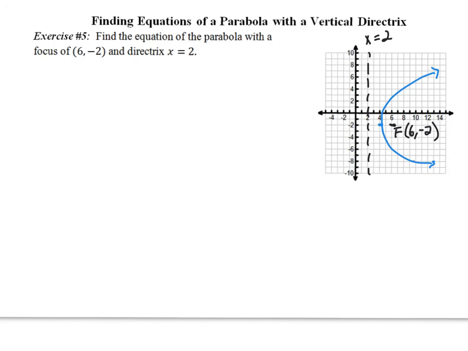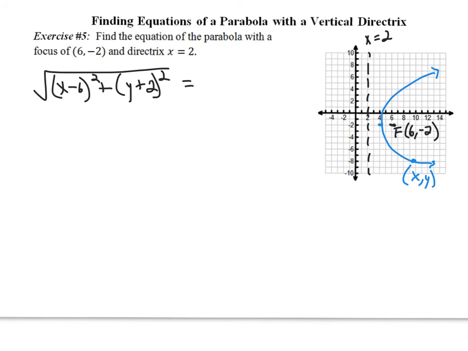Now I'm going to pick any point on my parabola, and I'm going to call it xy. This point, it doesn't matter where I put it at all. It could be anywhere on my parabola. It's just to give me a feel for those distances. So the first distance that I'm going to do is the distance from the point to the focus. So let's do the square root of x minus 6 squared plus y plus 2 squared.